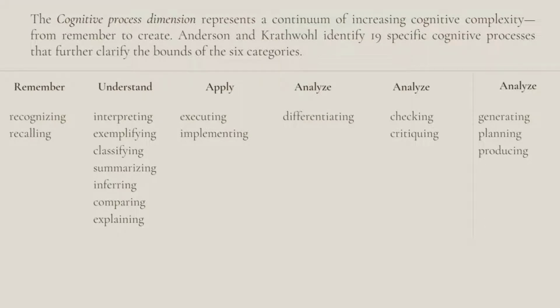The fifth level is evaluate. It's making judgments based on criteria and standards. Under this, we have checking and critiquing. And the last level in the cognitive dimension is create. It is putting elements together to form a novel, coherent whole or make an original product. Under this, we have generating, planning, and producing.